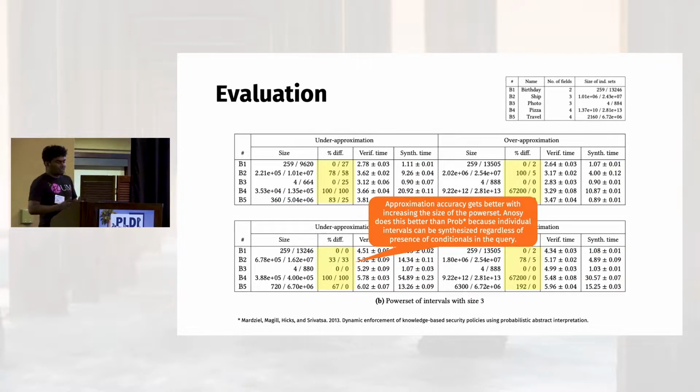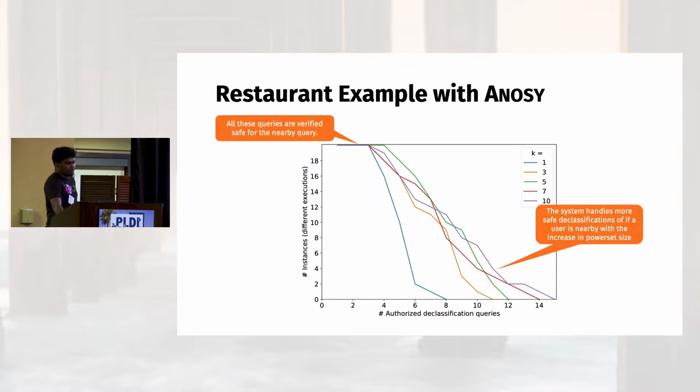But our power set estimation algorithm turns out to be better than existing tools. So we get much higher accuracy compared to tools like Prob. And this turns out to help us mostly in the case of conditionals, when conditionals are present in the query. Now, another experiment that we did is, if our tool works as expected, then as we increase the power set size of the power set of the query, we should be able to answer more and more queries and declassify them, right? And that's indeed what we did.